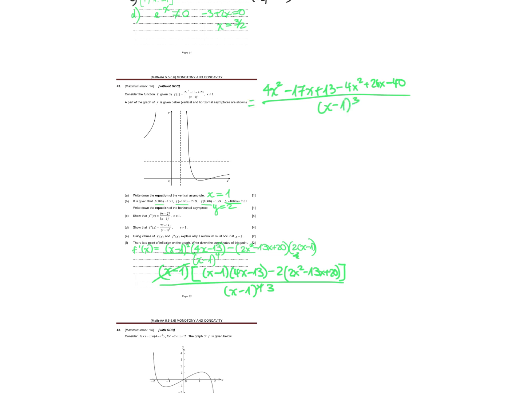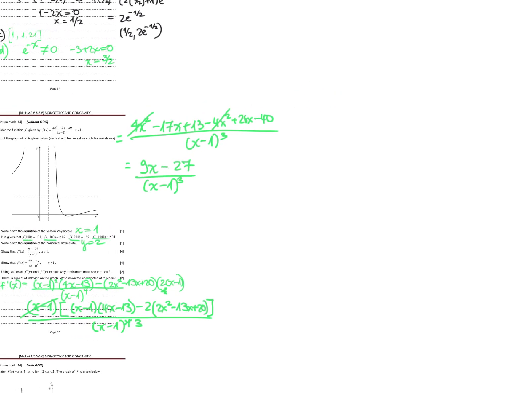So then we will have that gone. And then negative 17x plus 26x, that's the 9x. And 13 minus 40 is negative 27. So we've shown that.